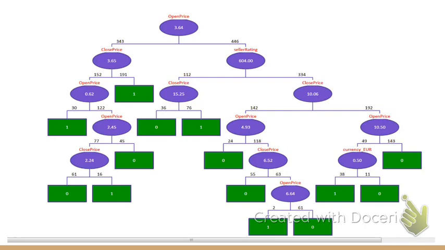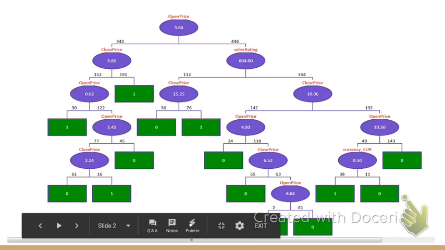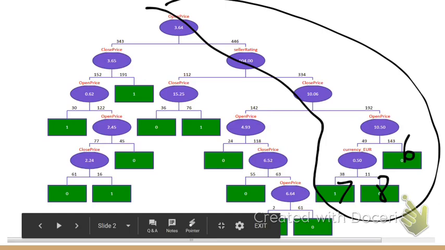Okay, so let's go back to our drawing here. So we got through 6. Sorry, let me go back to that again and put on drawing. So we have 6, 7, and 8. So now we're kind of done with this part of the tree. We've already gotten our rules for this. So now we need to go in down here: open price, seller rating, close price, and we're going to go down here to open price is less than 4.93, not competitive. And that was rule number 9.